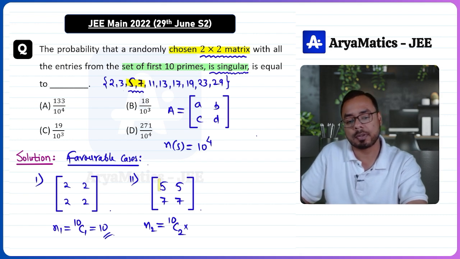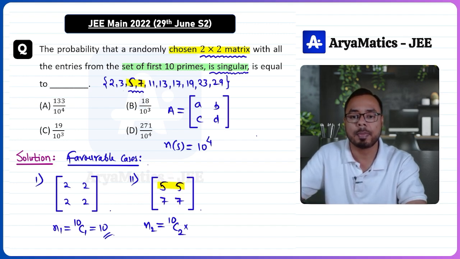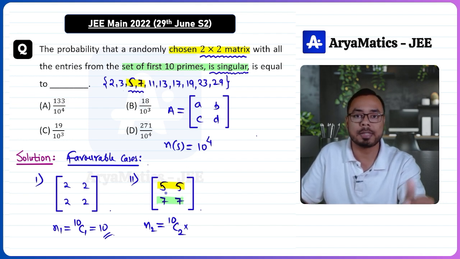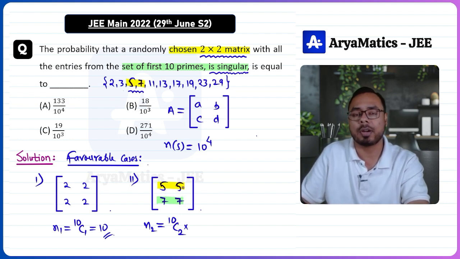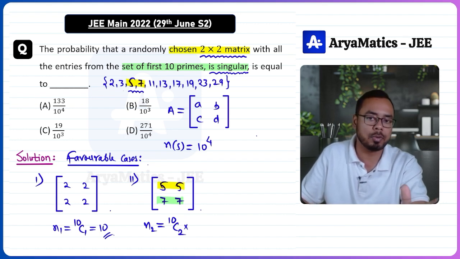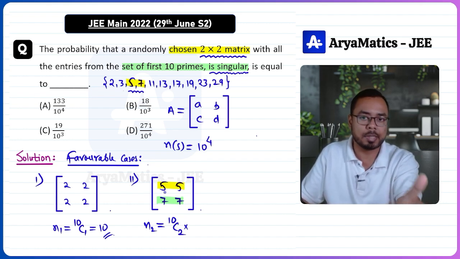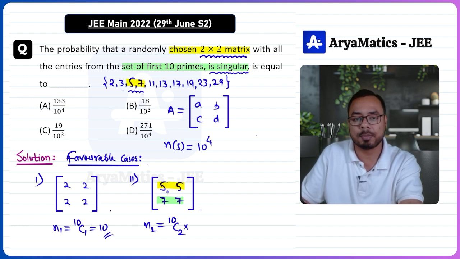What are those matrices? First matrix where 5 is in first row, 7 in second row. Another matrix where 5 is in second row and 7 in first row. Just interchange these 2 rows. And the same thing you can do column wise, right? Or another way of saying the same thing is that you need to keep the elements of any one row or any one column same.